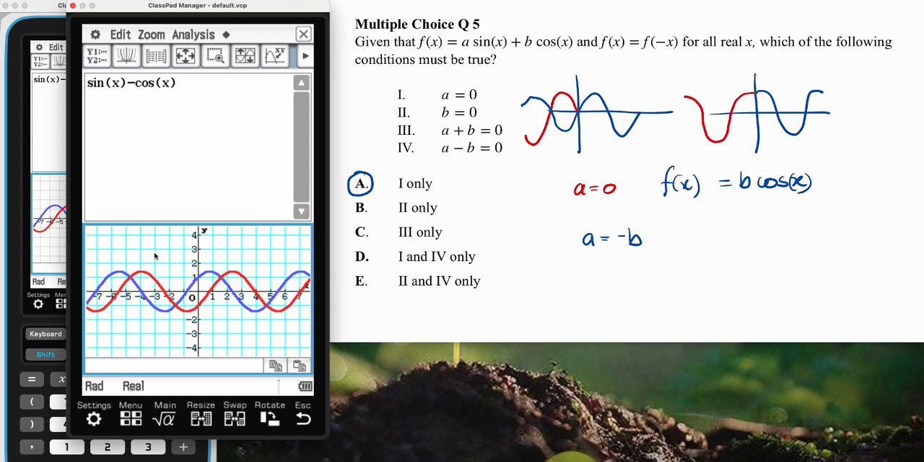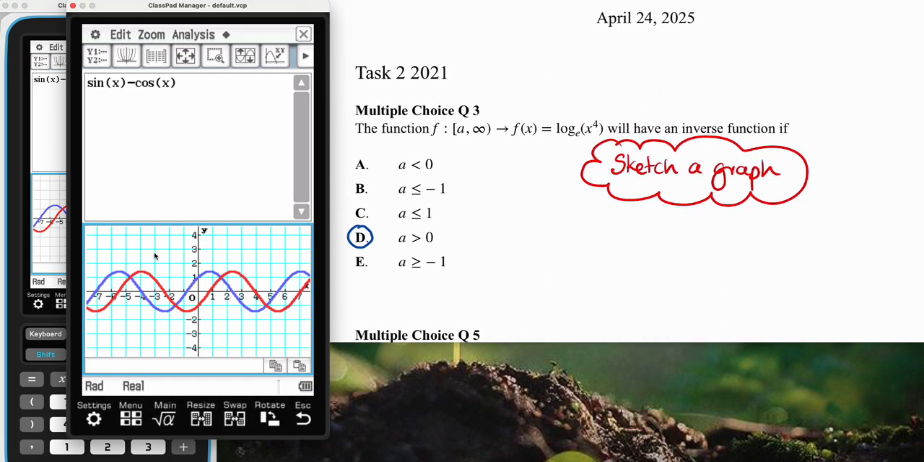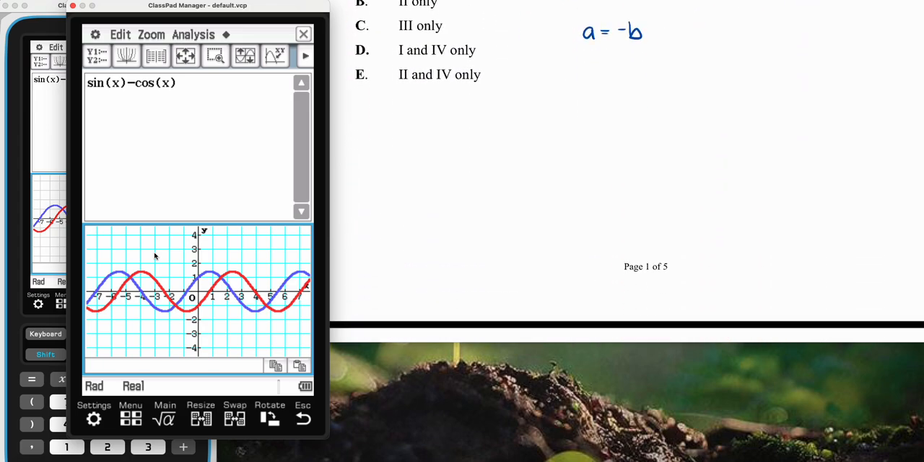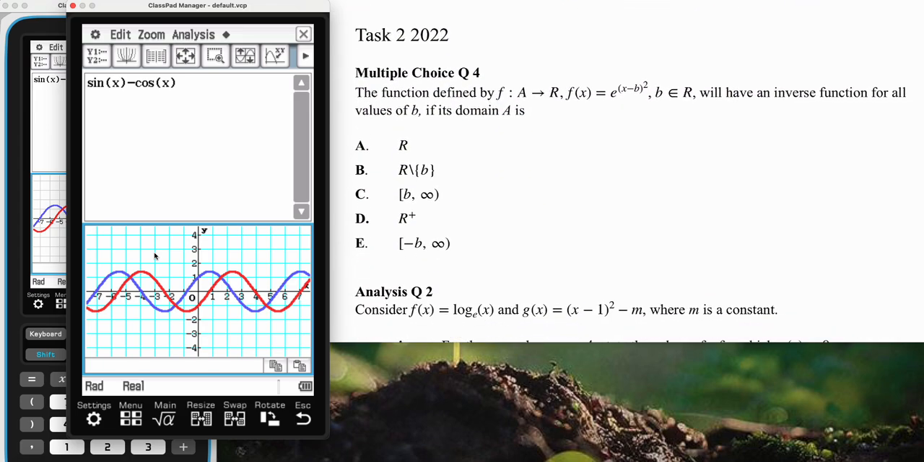What's the trick? Sketch a graph. So my first tip to you for both multiple choice and analysis is often the answer to a question will be accessible to you once you sketch a graph. I wonder if that's true for the next one. We're doing 2022.